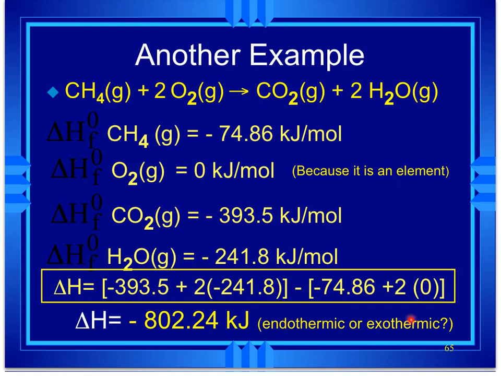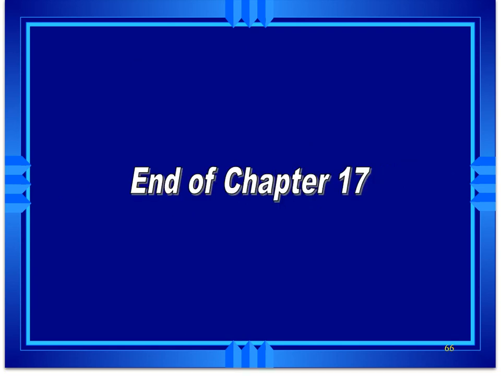And then the question is: is this endothermic or exothermic? Remember, if our delta H is negative, it's going to be exothermic. So it's releasing heat, and this makes sense. It's a combustion reaction, so most likely we're burning something, and so heat would be released.